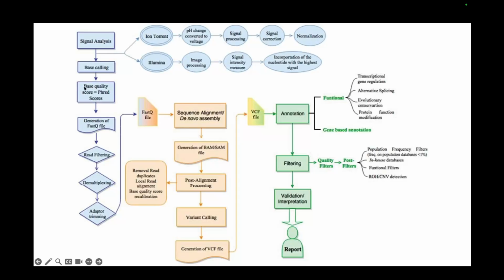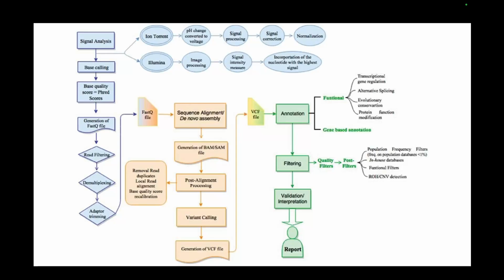After base calling, you have base quality scores. According to the base calls, you generate quality scores for the bases, which tell you the probability that a call is right or wrong. After that, you generate what we call a FASTQ file. We'll look into what a FASTQ file is. After generation of the FASTQ file, you do basic quality control. You check the quality of the reads, and then you filter those that are erroneous, contamination, or otherwise not good data.